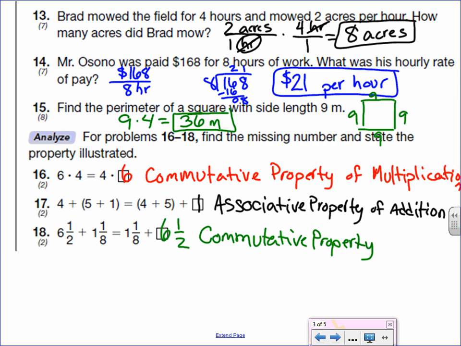And since it's addition of addition. Commutative properties say that the order that you do things, multiplying or adding, does not matter. The associative properties say that the grouping, meaning where you put the parentheses, if you're multiplying or adding, doesn't matter.